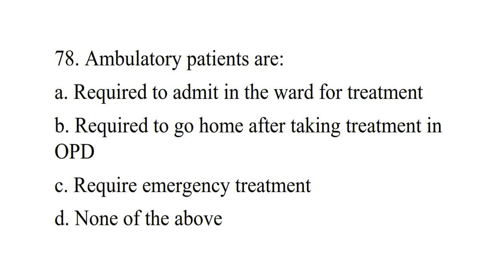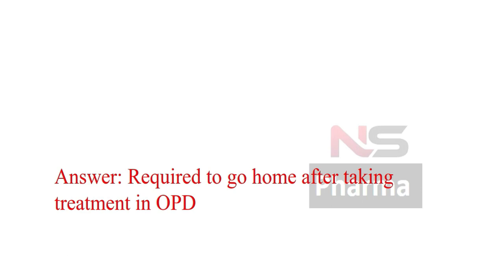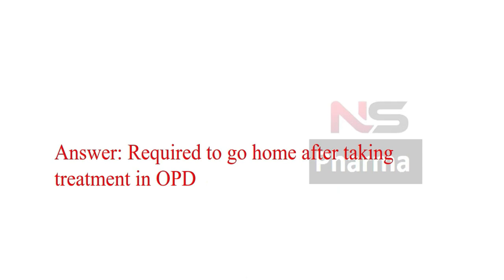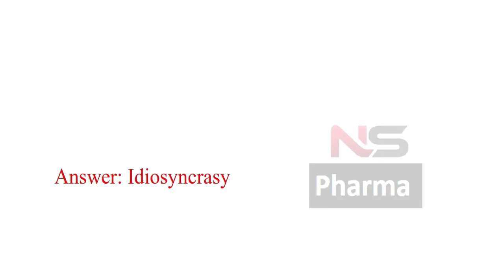Question number 78. Ambulatory patients are option A, required to admit in the ward for treatment, option B, required to go home after taking treatment in OPD, option C, require emergency treatment, option D, none of the above. Answer: required to go home after taking treatment in OPD. Question number 79. Which one of the following is genetically determined adverse drug reaction? Option A, addiction. Option B, drug induced lupus syndrome. Option C, carcinogenicity. Option D, idiosyncrasy. Answer: idiosyncrasy.